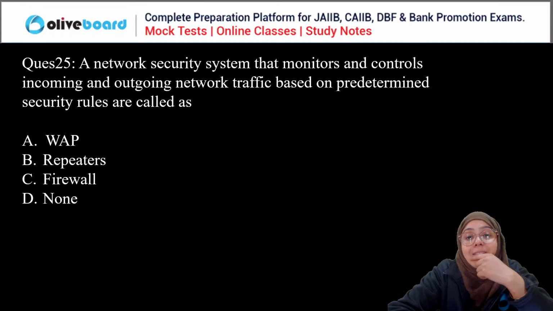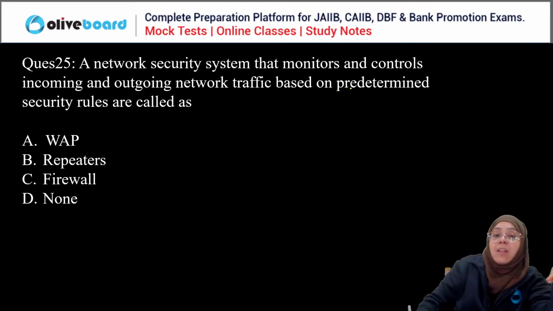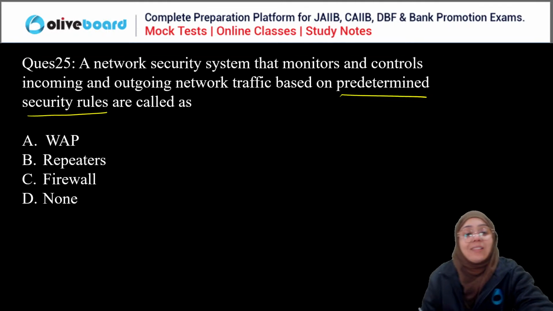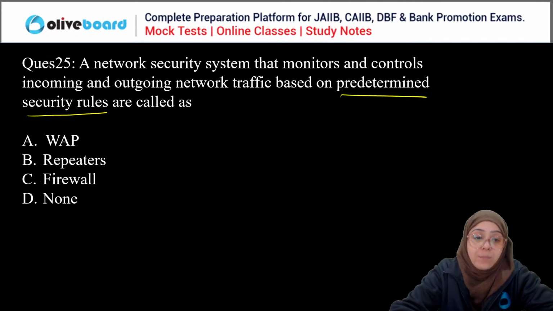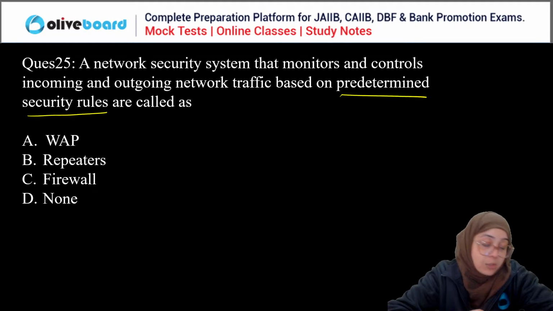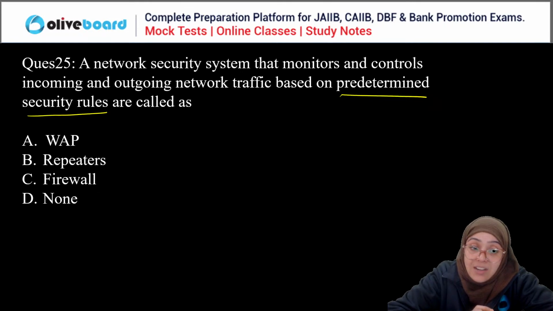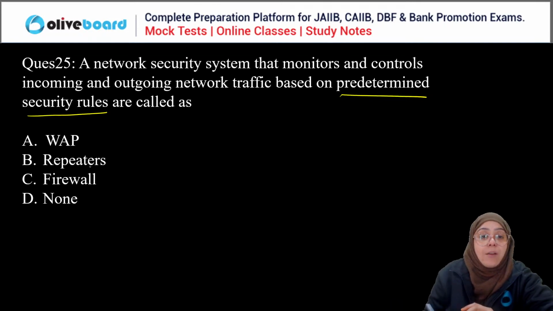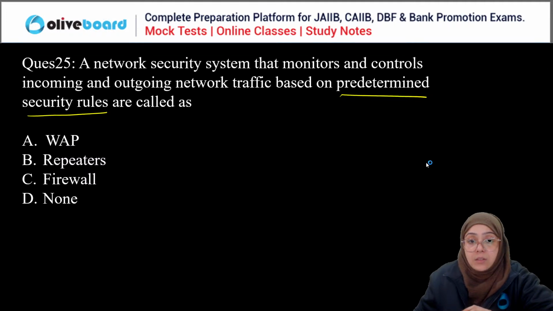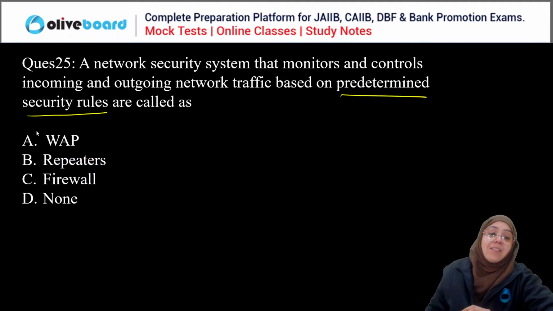A network security system that monitors and controls incoming and outgoing network traffic based on predetermined security rules is called what? Everyone, these are called as what? Very easy. Is it WAP, repeaters, firewalls, or none of the above? Everyone, please answer this question.